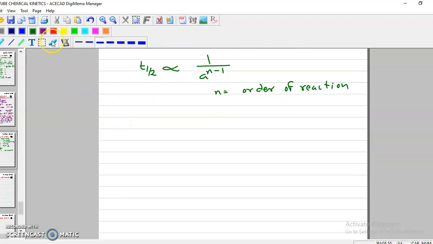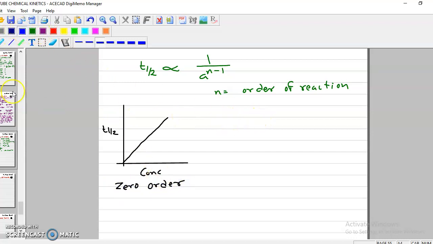Okay. Now if we plot different plots for different order of reaction, for example, this is T half versus concentration, and if the graph goes like this, starting from 0 and increasing, then it is of zero order reaction. We can say that it is zero order reaction.